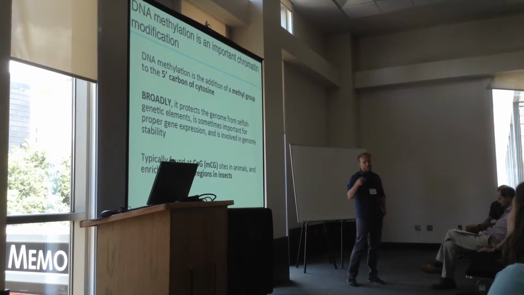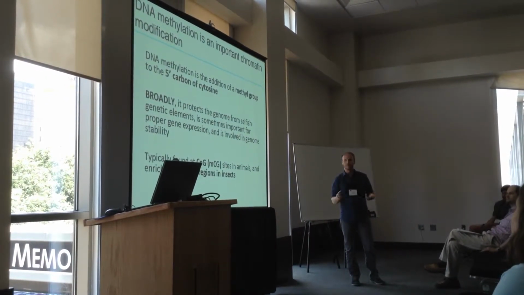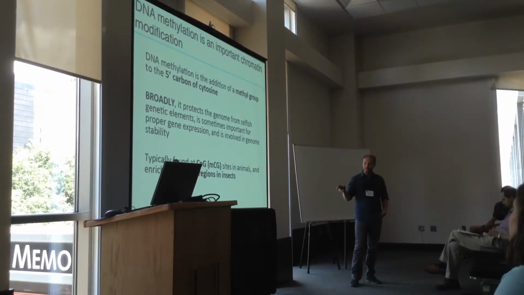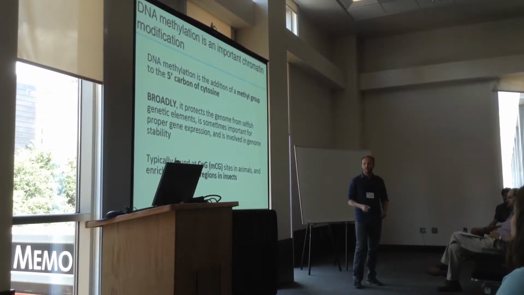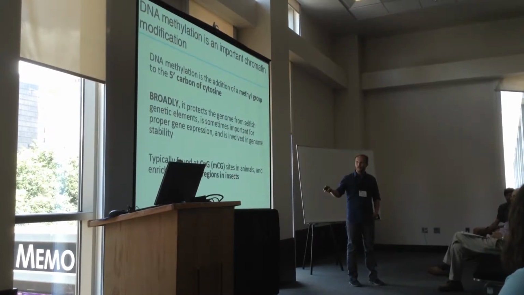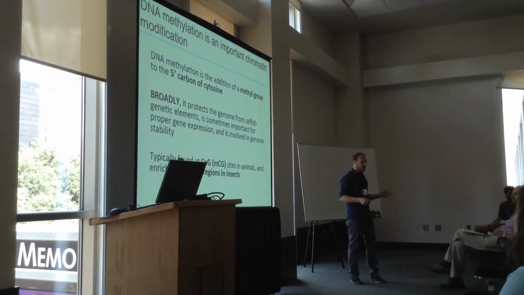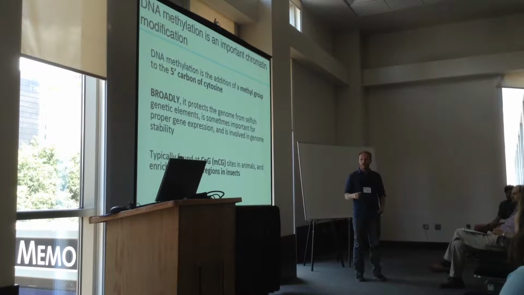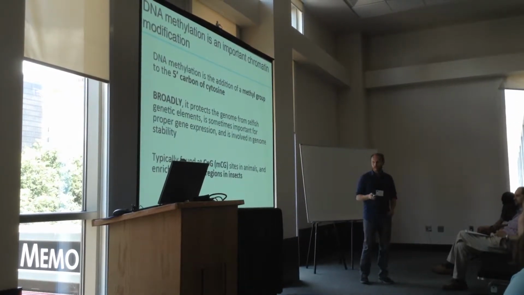Sometimes it's important for proper regulation of gene expression, and it is involved in the stability of the genome, so distinguishing heterochromatin from euchromatin. In animals specifically, this type of modification is most often found at CpG sites, so cytosine followed by guanine. When the site is methylated, we refer to it as an mCG site, just for technical purposes. In insects specifically, this type of modification is enriched in coding regions, so there is lots of DNA methylation within coding regions in insects.